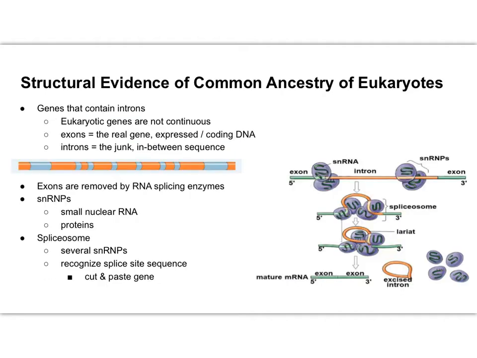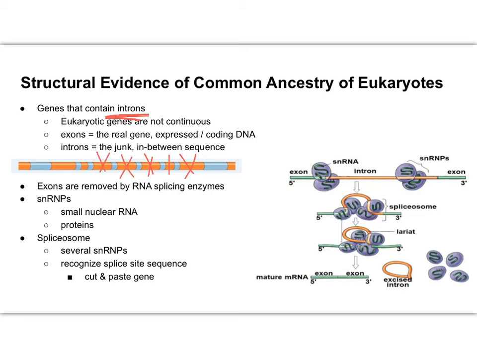In addition, if we look at the basic gene structure of eukaryotes, that can also show some link to common ancestry. Remember, eukaryotic genes are not continuous. They contain introns. If you think back to protein synthesis, remember introns are our junk DNA. So if we look at the picture over on the right here, you can see how the intron is labeled as the orange part.